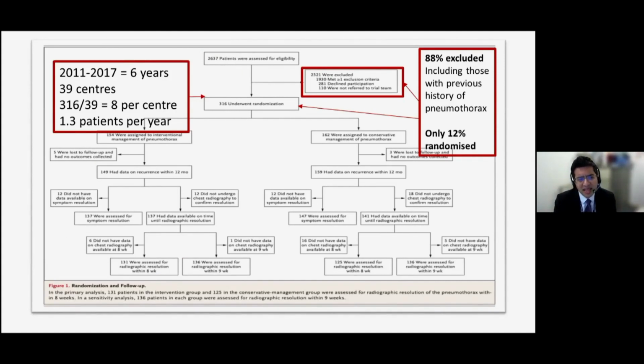It took 6 years from about 40 centers to recruit patients. It was about 8 per center, so about 1 per year. And they screened out about 88% of patients, including those who had a previous pneumothorax. Only 12% were randomized, so it was a highly selected population.